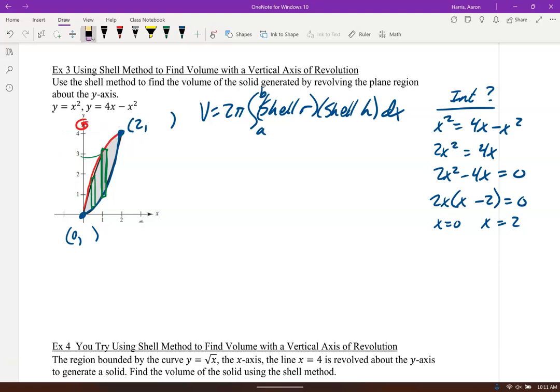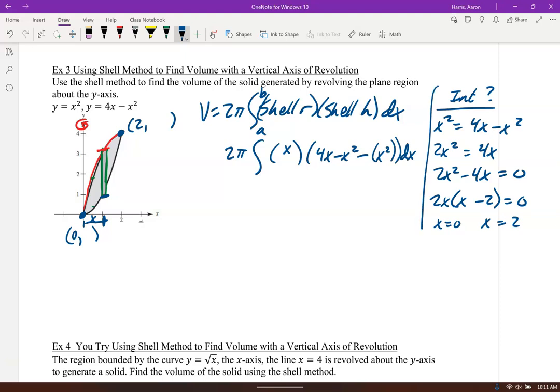And let me get a little room here. My radius is out x amount. So I got 2 pi integration. There's my radius. My height is the red minus the blue. So top minus bottom would be the shell height. So in this case, it'd be 4x minus x squared minus the bottom, which is x squared. And we're going from x being 0 up to x being 2 as our bounds.